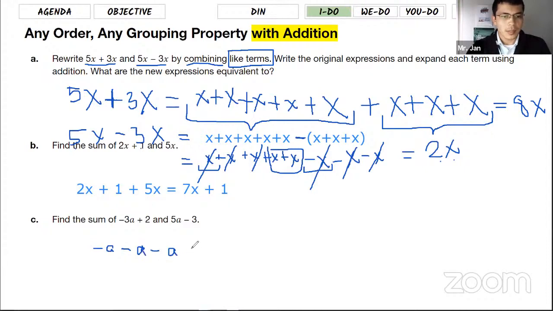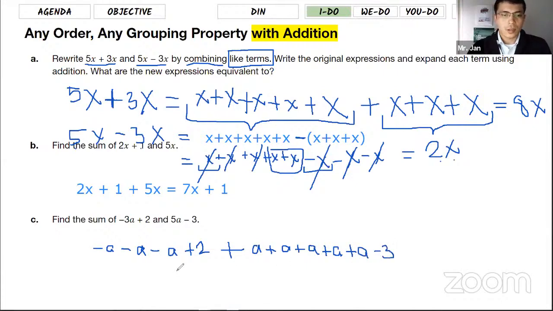And plus 2, because if you're trying to find a sum, you need to add this with the second expression, 5a minus 3. So 5a means you have 5 a's: 1a, 2a, 3a, 4a, and 5a. And the last one is minus 3.